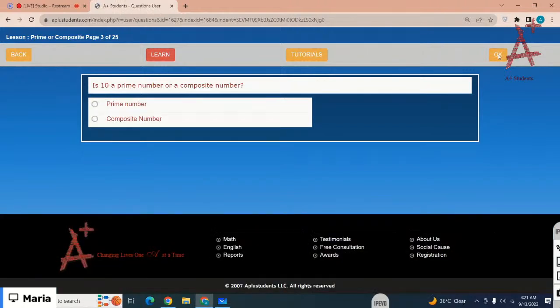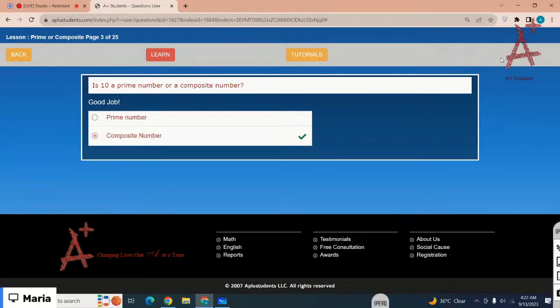Is 10 a prime number or a composite number? Which is the correct option? 10 isn't a prime number, right? Because 2 times 5 is 10, so 10 is a composite number.